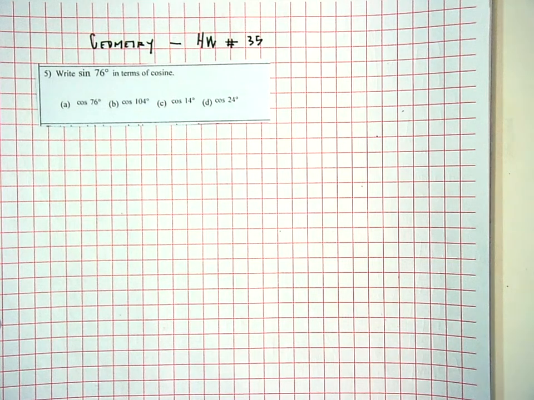All right, here we go. So here I'm looking at geometry, homework number 35, and I'm looking at question 5. The question is saying, write sine 76 in terms of cosine.